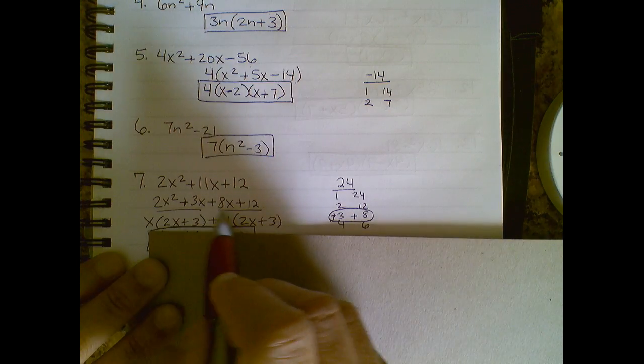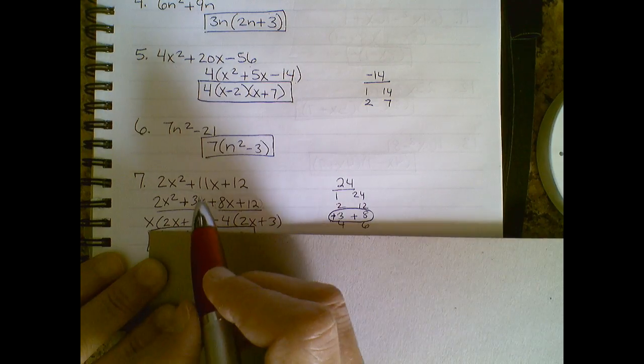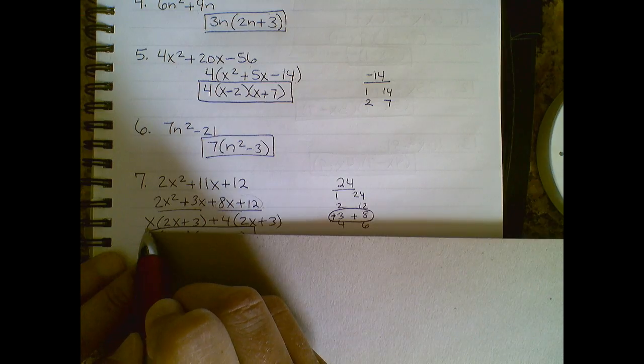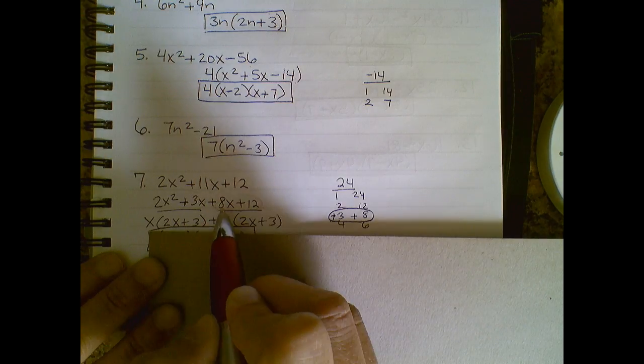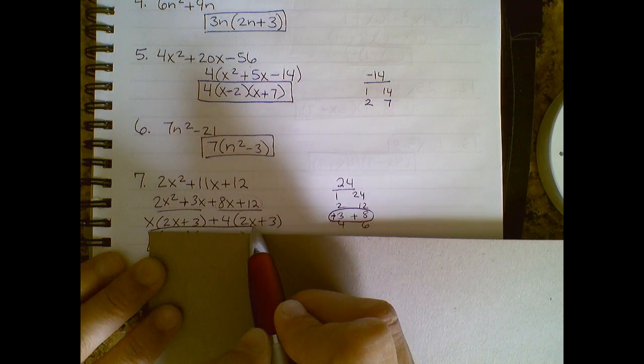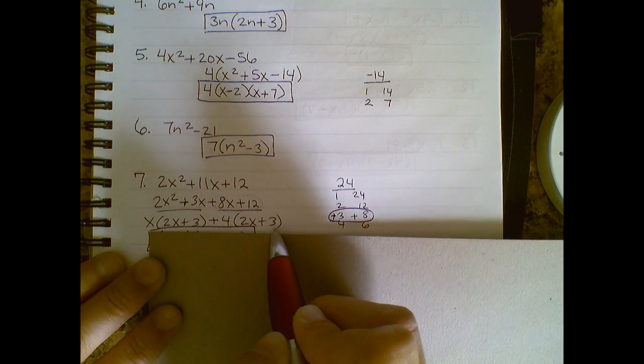But then from here, now I have 4 terms that I do my grouping. Group the first 2, group the last 2. And I want to see what goes into both of these first 2 terms. So an x does. So I factor out an x, and then I have 2x plus 3 left over. These next 2 terms, a 4 goes into both of those, so I factor out a 4, and then I write what's left over. So 2x plus 3.